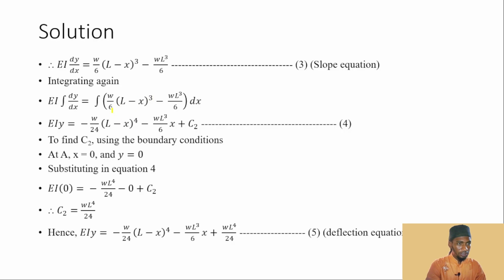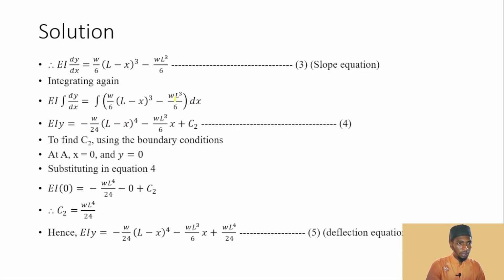So (L minus x) power 4, that is what we have here, all over 4. The 4 times 6 is 24. That is why we are having 24 here. So we have minus W over 24. What about this minus? This minus is from differentiation of this. If we differentiate what is inside the bracket, L minus x, L will be 0 and minus x will be minus 1. So minus times positive will be negative. That is why we are having minus W over 24 here.